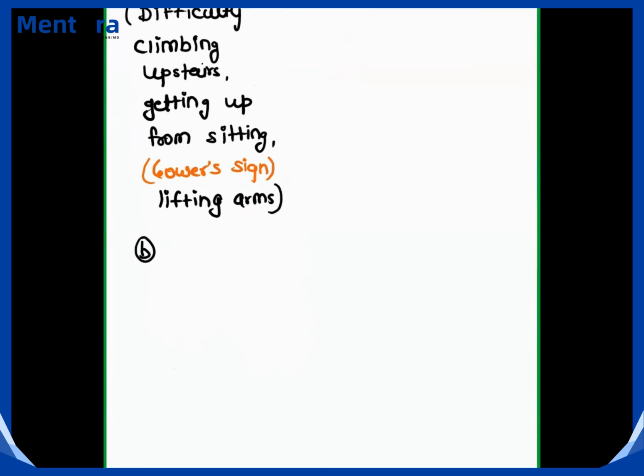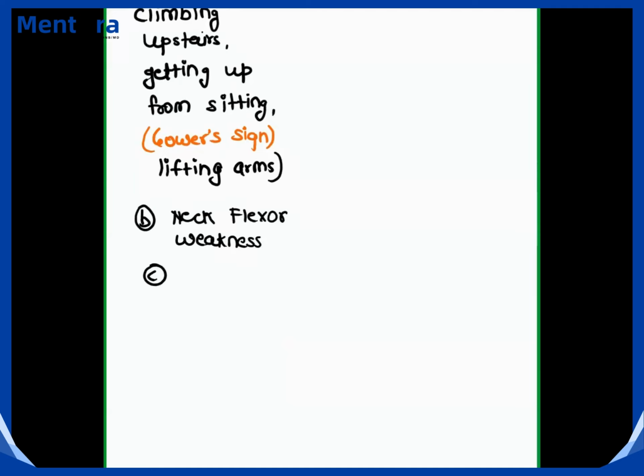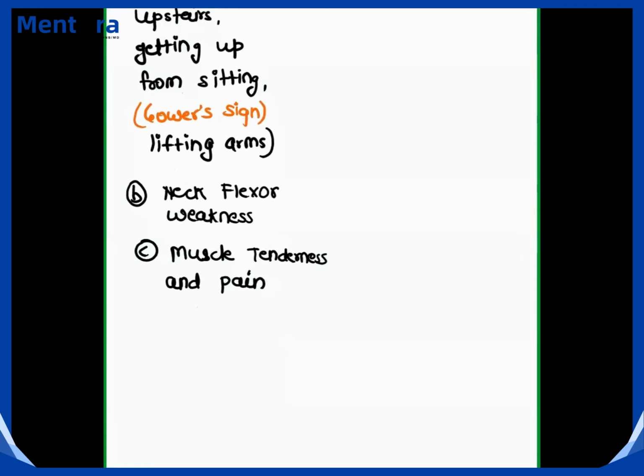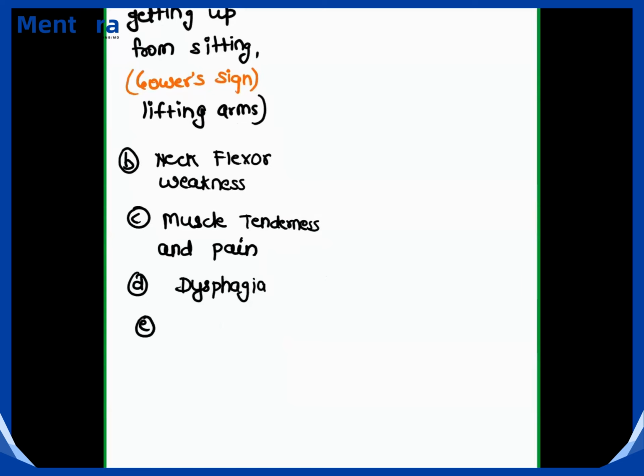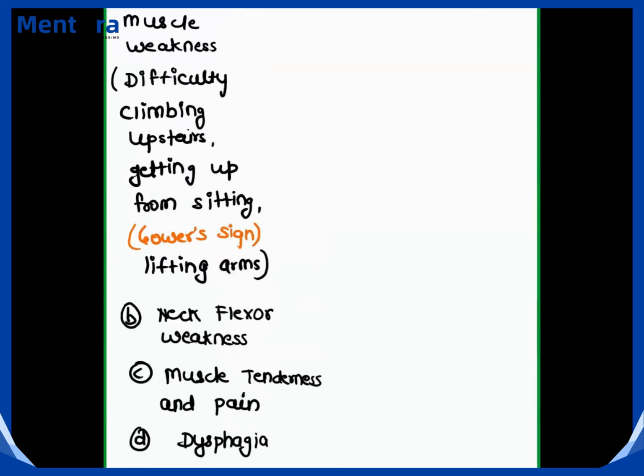Other features of muscle involvement: neck flexor weakness, along with muscle tenderness and pain. Dysphagia due to pharyngeal muscle involvement. Dysphonia due to larynx involvement.